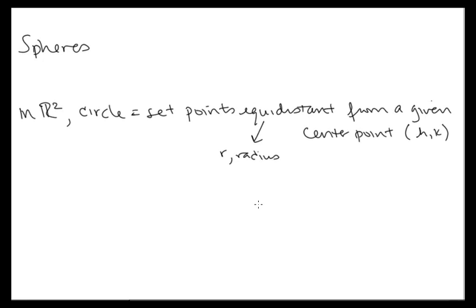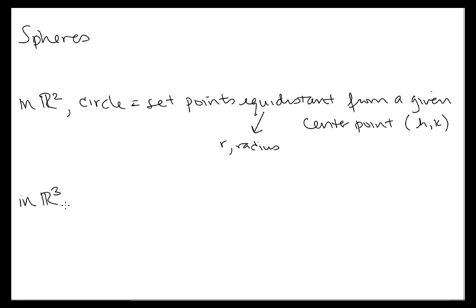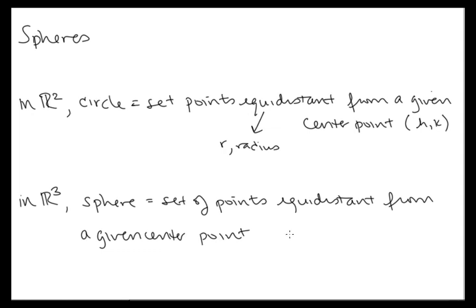So in 3-dimensional space, we have a similar definition for the sphere. The sphere is a set of points equidistant from a given center point, and we normally call that given center point (h, k, l). And again, that distance is r, the radius.